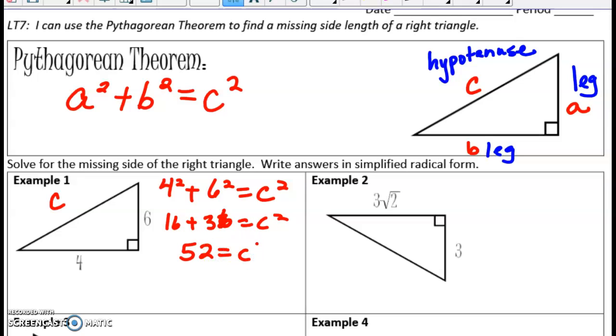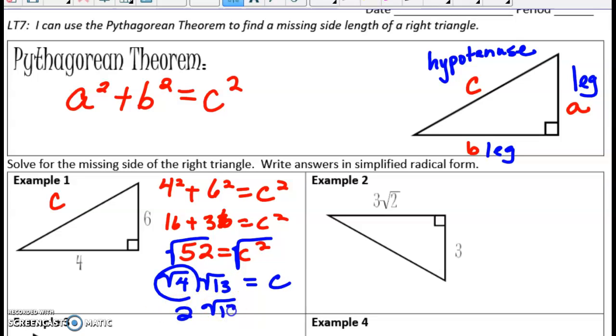And when we're trying to get rid of something that's squared, we actually square root it. So we're going to square root both sides. And the square root of 52, hey, if you have a Casio and you do the square root of 52, it will give you the simplified answer, which is awesome. If you don't have a Casio, the highest perfect square that goes into 52 is 4. And we know the square root of 4 is 2, so our answer will be 2 root 13. Again, that Casio will do that for you, so that is awesome.